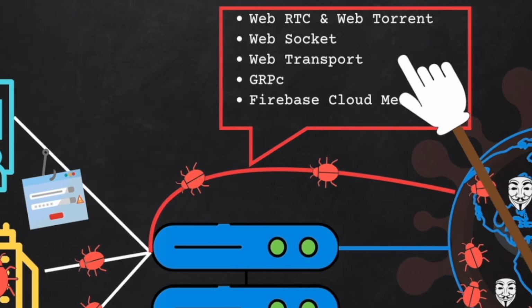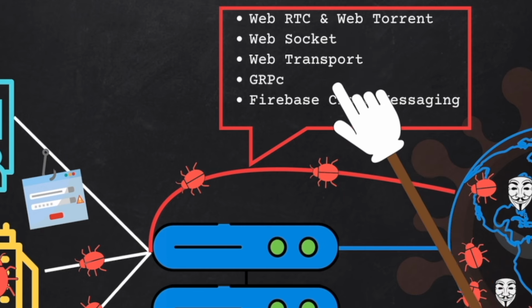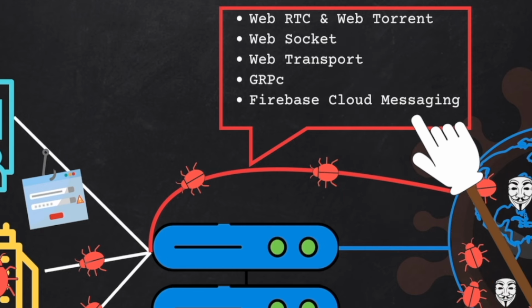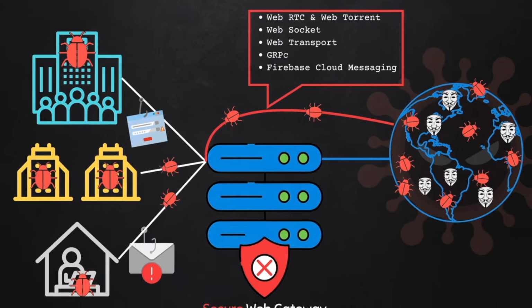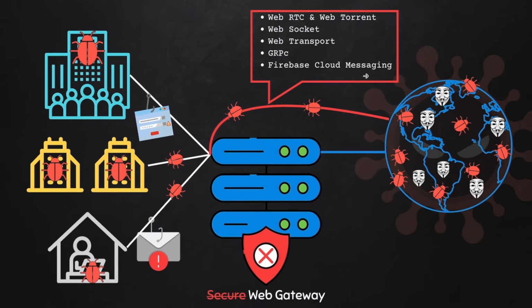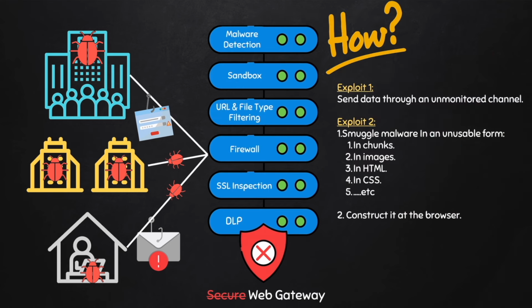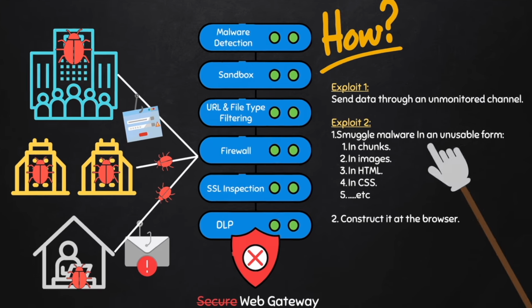And there are many examples of these channels that are not monitored by secure web gateways, such as WebRTC and WebTorrent, WebSocket, WebTransport, gRPC, and Firebase Cloud Messaging. All of these are protocols or methods of transferring data between 2 points, and you can look them up yourself. And all of these channels are unmonitored by secure web gateways, and therefore hackers can simply send their malware through it.